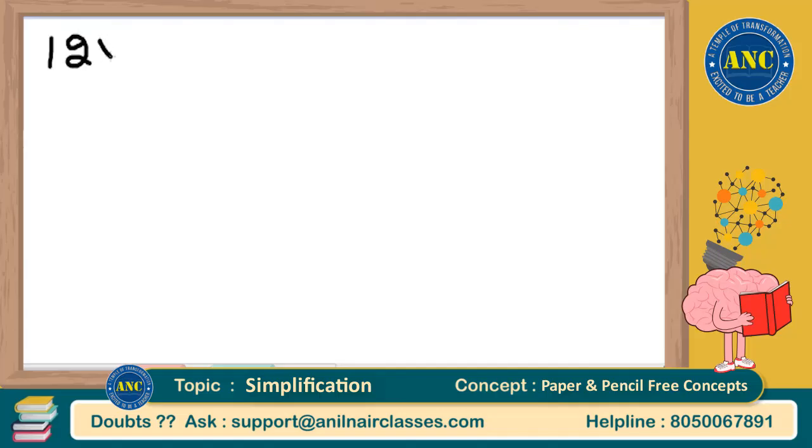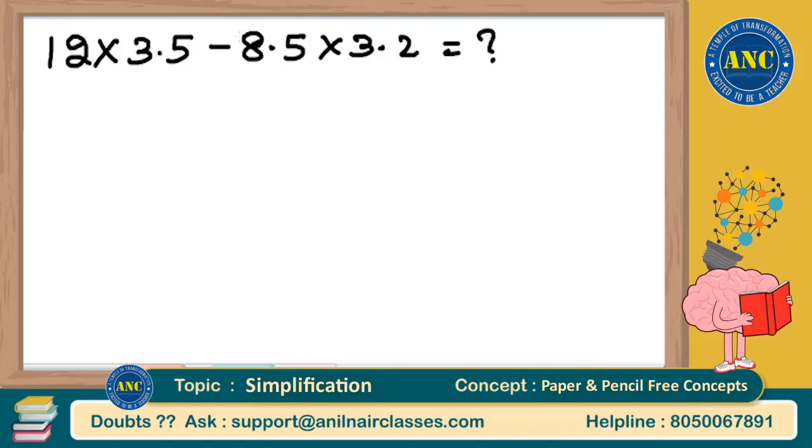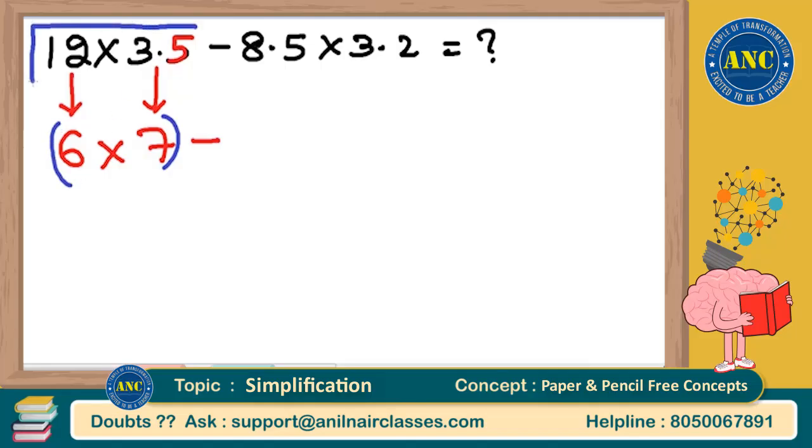12 into 12 into 3.5 minus 8.5 into 3.2 is equal to question mark. I know my students will solve these questions very fast right now because it is ending with 5. Double it, and half this number. It is 6 into 7. How beautiful it can be. 6 into 7 is so easy to say compared to 12 into 3.5.